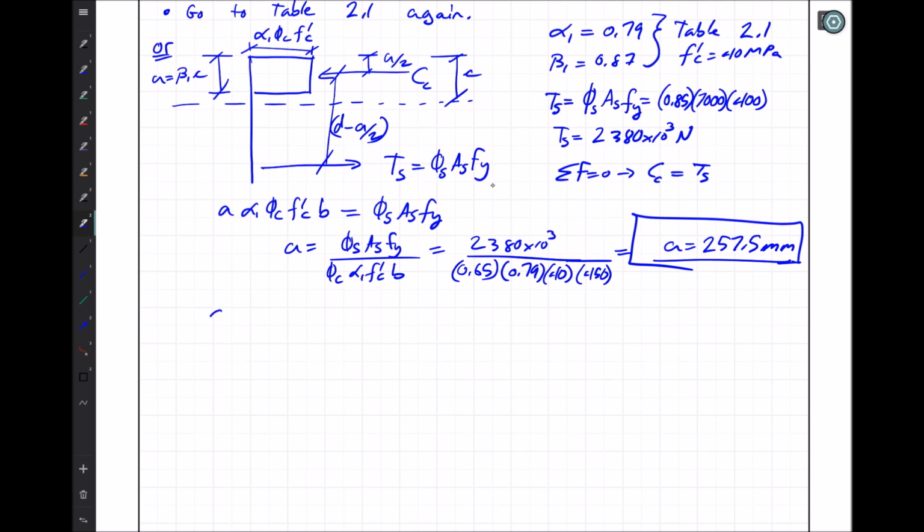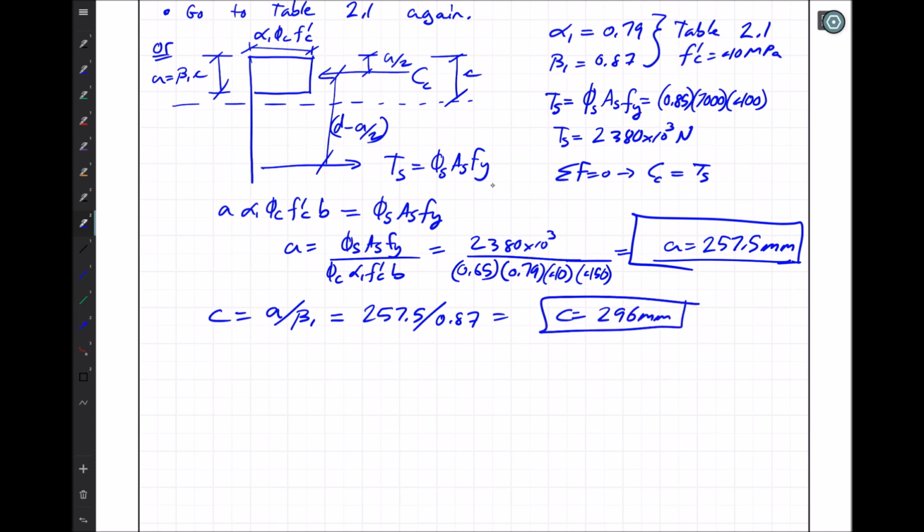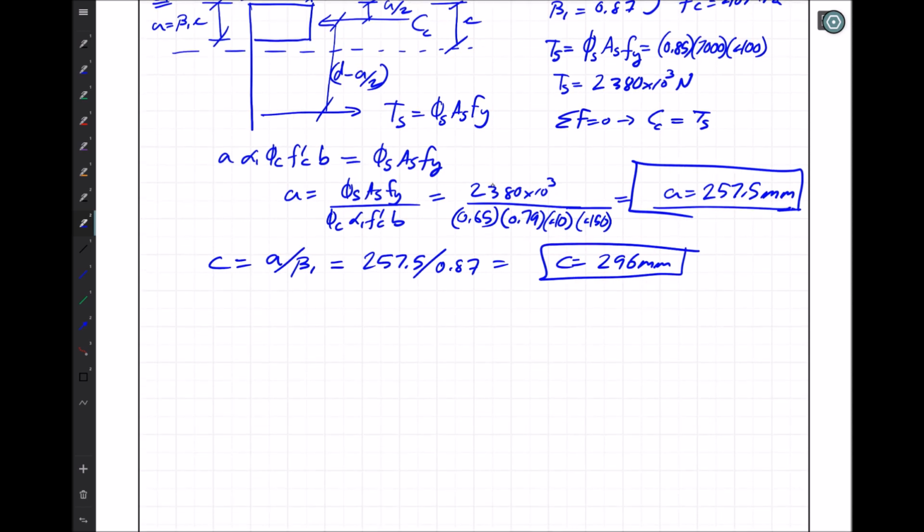And C is going to be equal to A divided by beta 1. This is going to be 257.5 divided by 0.87. C is 296 millimeters.